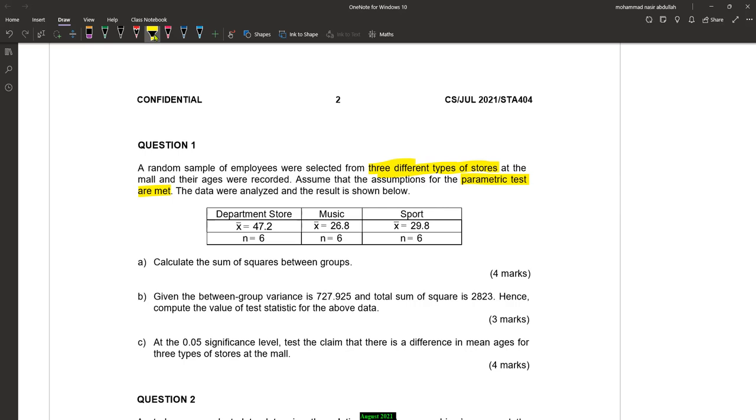Right, so the data were analyzed and results are shown below. So we have 3 department, department store, music and sport. Right, so dia kata dekat sini calculate sum of square between groups. So how to calculate sum of square between groups?